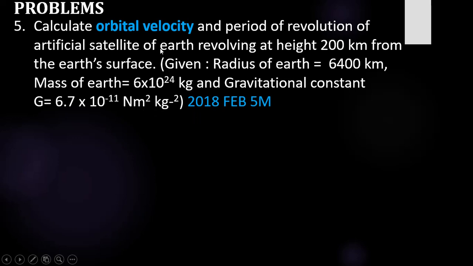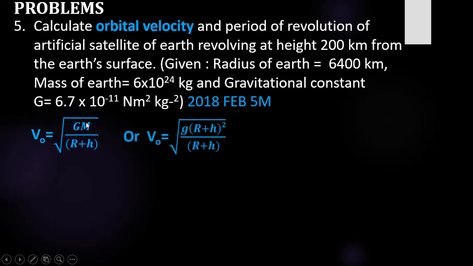So the satellite is revolving around the Earth at a height of 200 kilometers, and you have to calculate the orbital velocity and how much time it takes to complete one revolution, that is the period of revolution. This problem was asked in February 2018 for 5 marks. So the orbital velocity formula is root of GM upon r plus h.